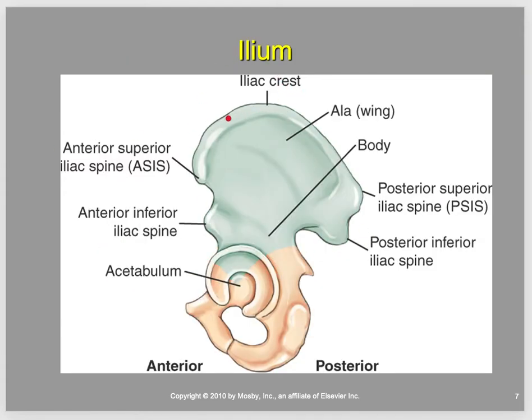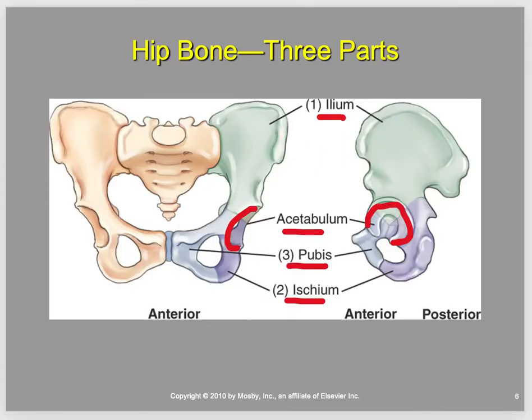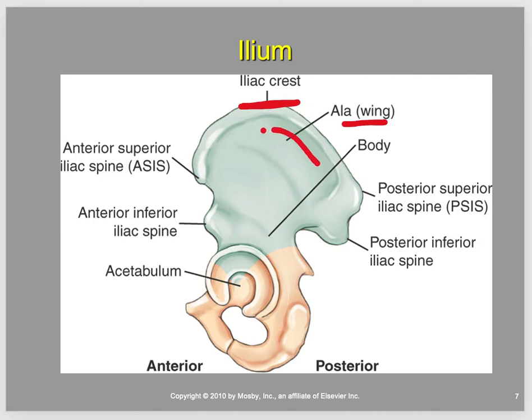The ilium that we're going to talk about, we have the iliac crest. That's where we palpate. We have the ala, or the wing of the ilium right in here. They're calling this part the body. Okay. We have the posterior iliac spine. So posterior superior, posterior inferior. Okay. So we have two spines in the posterior.